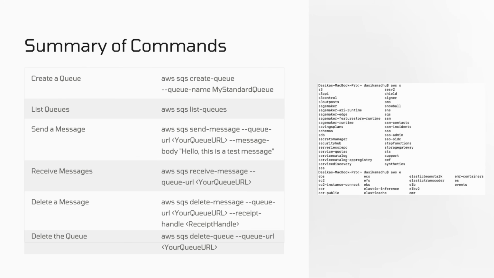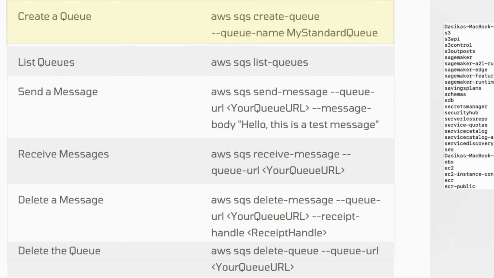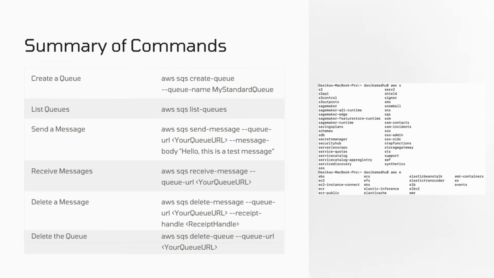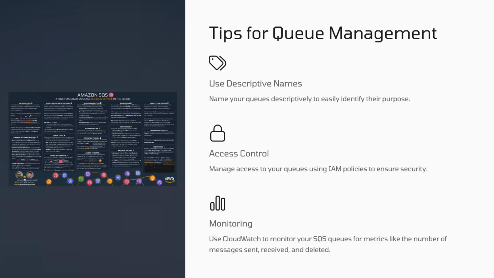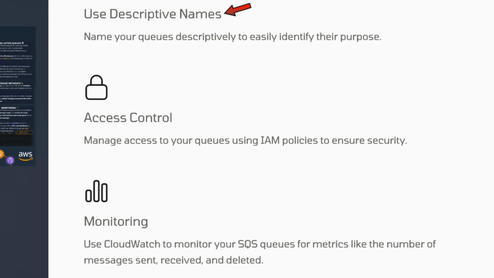Here you can see a summary of commands: to create the queue, list the queues, send the message, receive the messages, delete a message, and delete queue. Tips for queue management. First one is use descriptive names. Name your queues descriptively to easily identify their purpose.